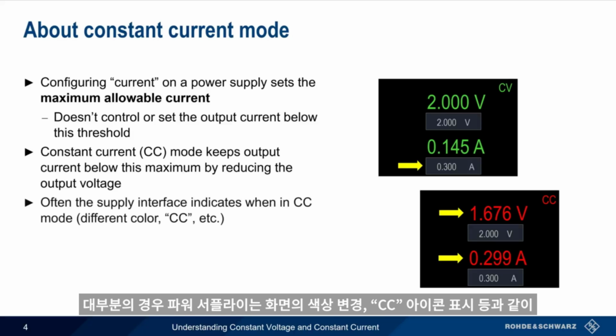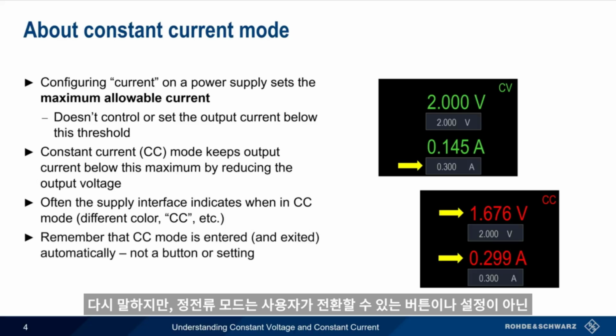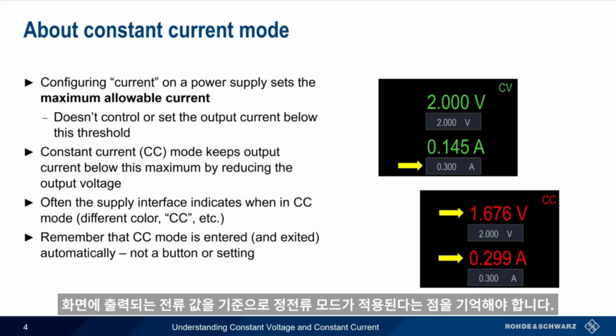In many cases, the power supply will produce some type of visual indication when it enters constant current mode, such as changing the display color, displaying a CC icon, etc. And again, it's important to remember that constant current mode is entered and exited based on the read back current value. It's not a button or setting that can be toggled by the user.